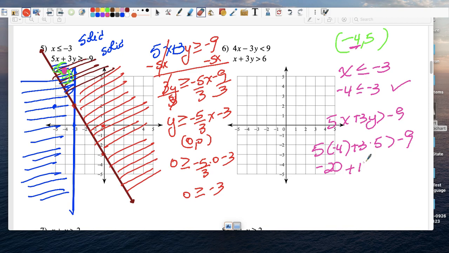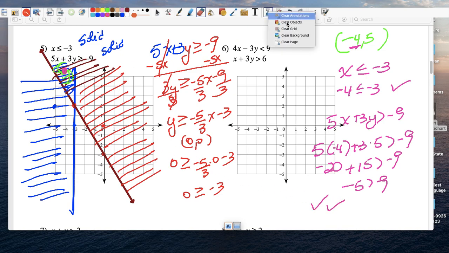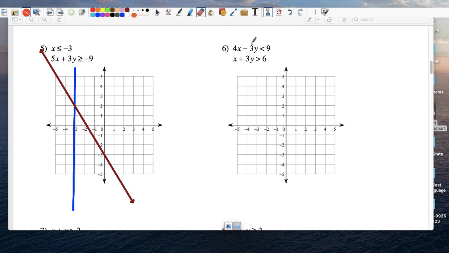-20 plus 15 greater than -9, and we get -5 is greater than -9. Is that true? Yes, it is. So we know we did this correctly. Second one, we've got to rewrite both of them.